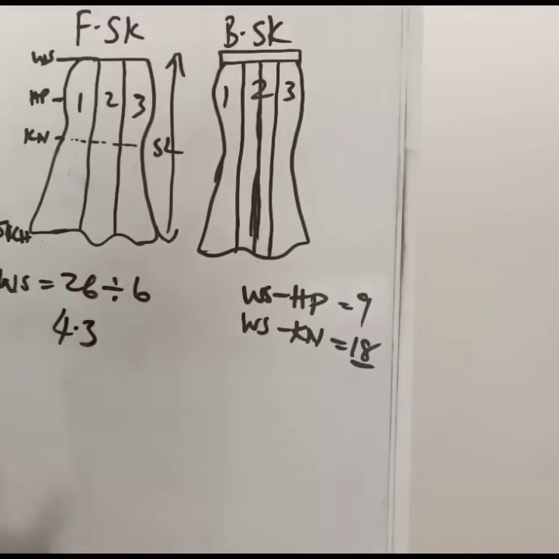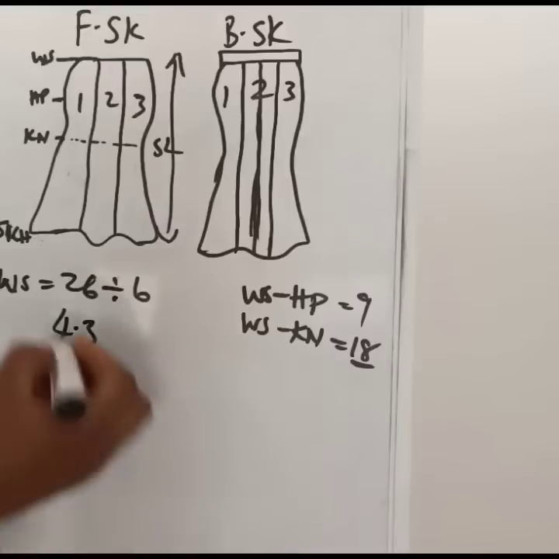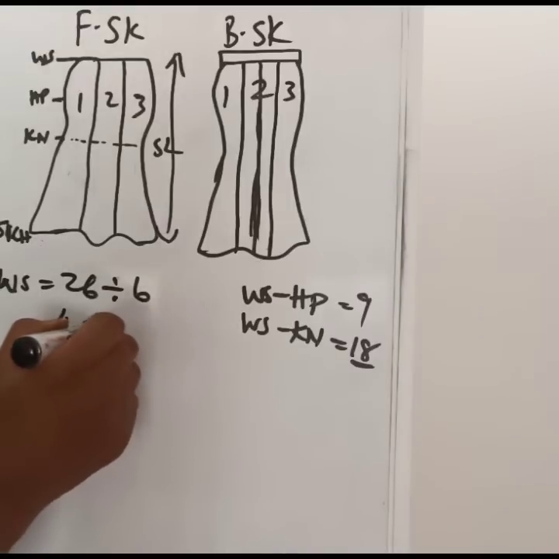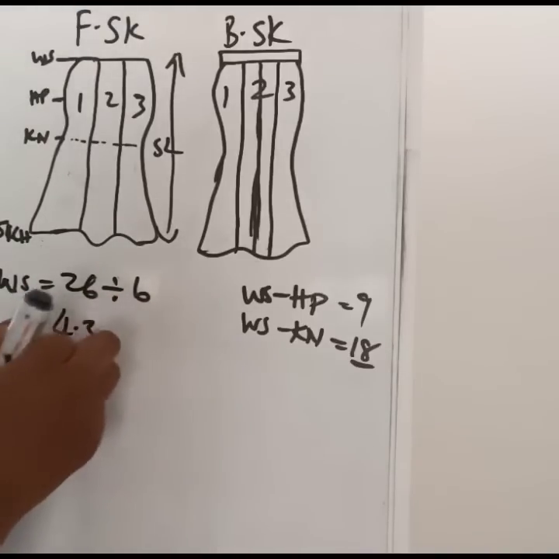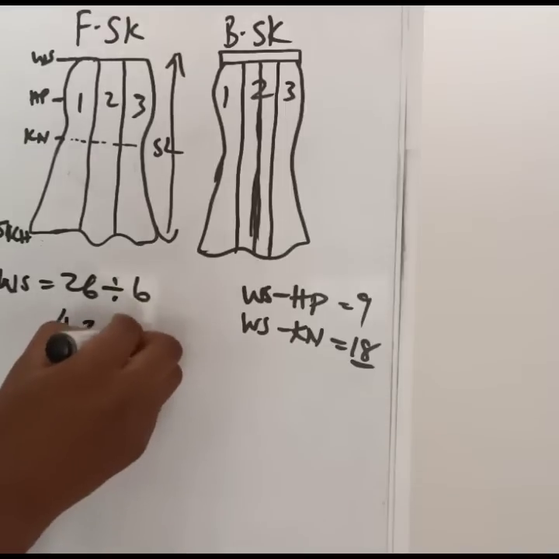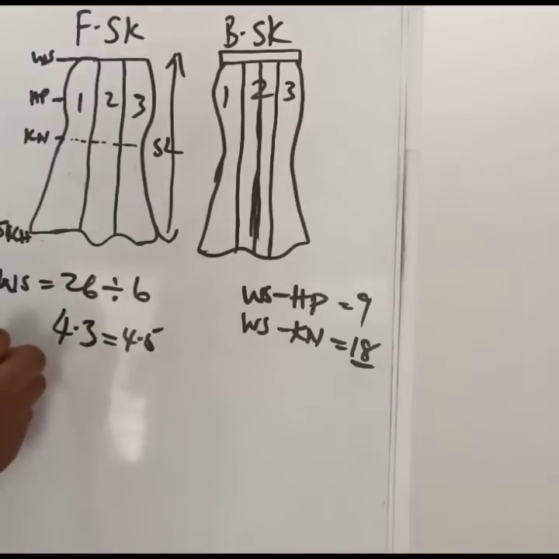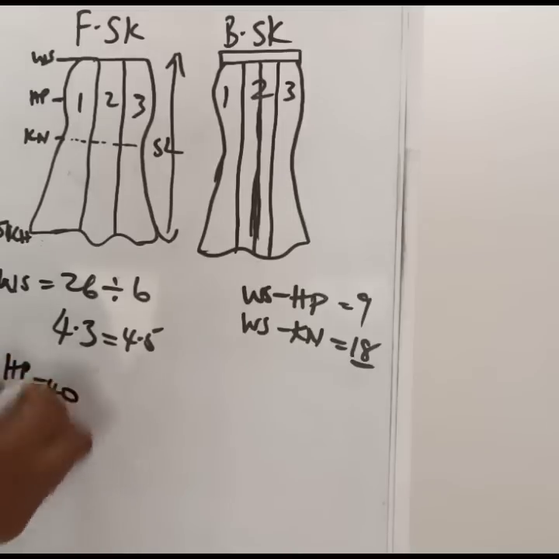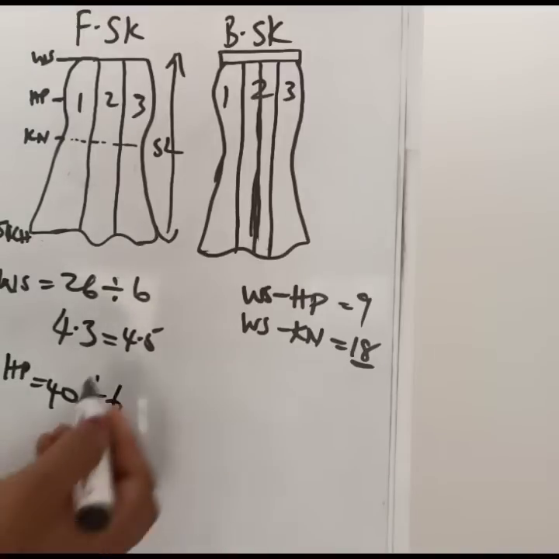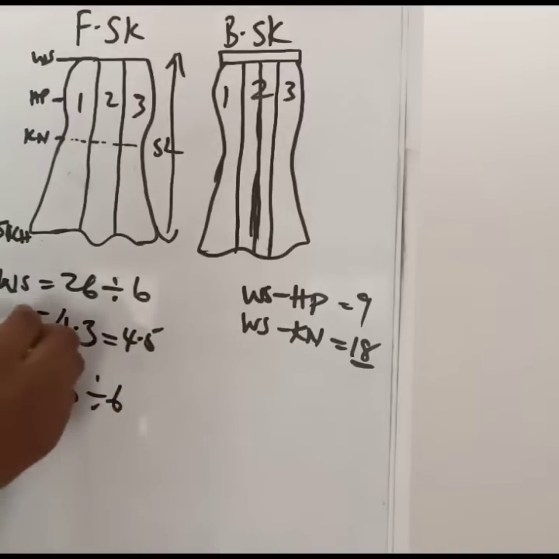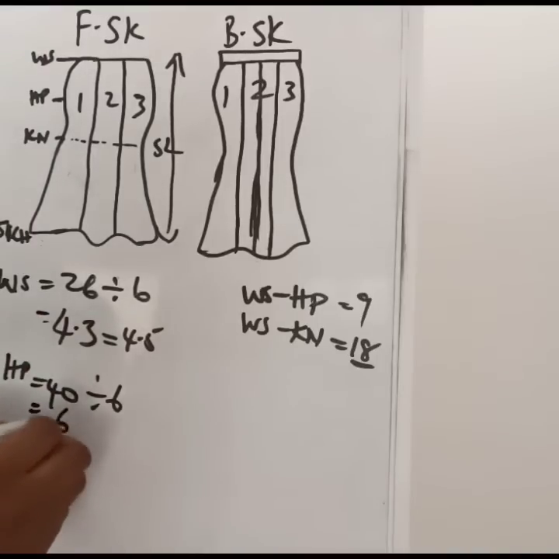Now, it is always good to have some extra allowances to your skirt so that you don't end up with a very, very tight skirt. So this 4.3, you can take it to the nearest number, though you cannot round this up, but you can just make it 4.5. And then the hip of 40, if we divide 40 by 6, we are going to have 6.7, and then you can just make this 7.